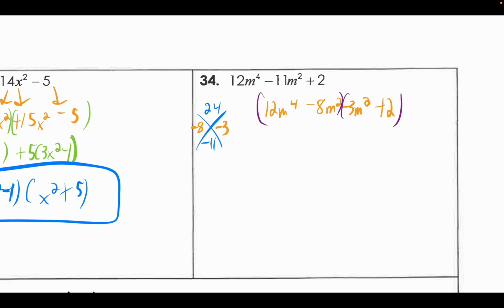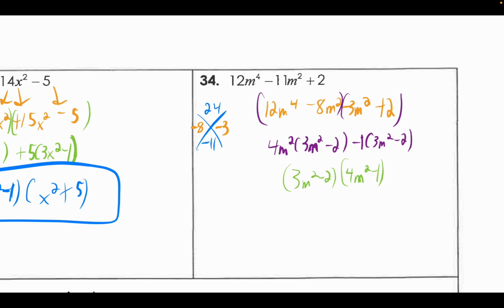And now my GCF of my first two is 4m squared, and I get 3m squared minus 2. And my GCF of my other one is a negative 1. We don't want to start out negative, so we have to factor out a negative. And we get 3m squared minus 2. And now these match perfectly, which is a good sign. And so one factor is 3m squared minus 2. Our other factor is 4m squared minus 1.